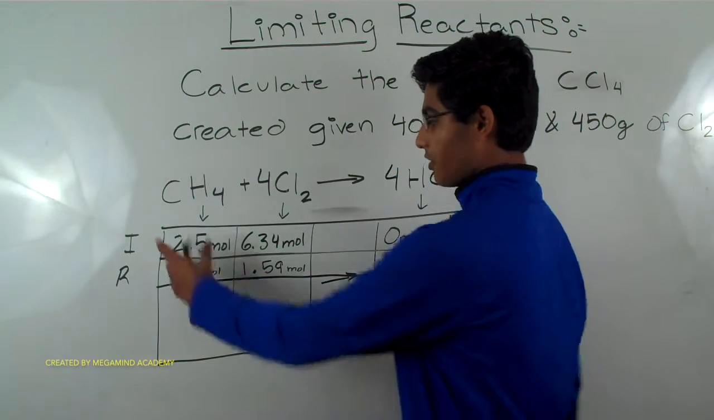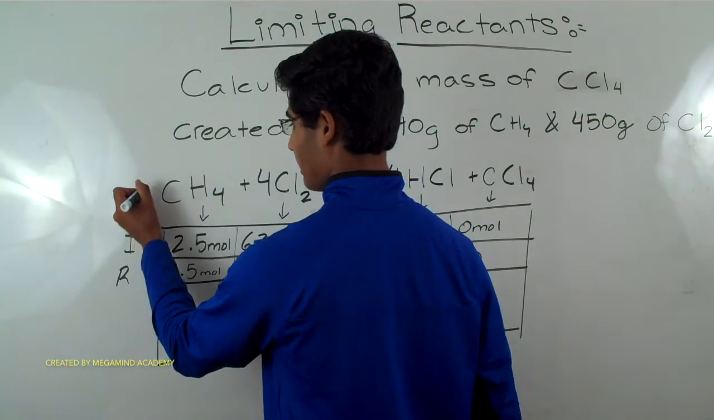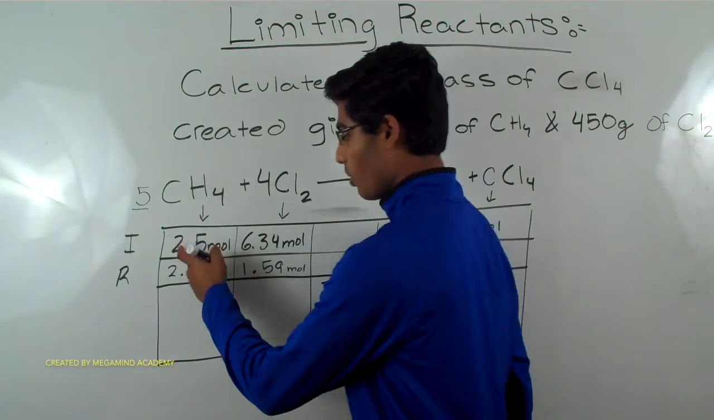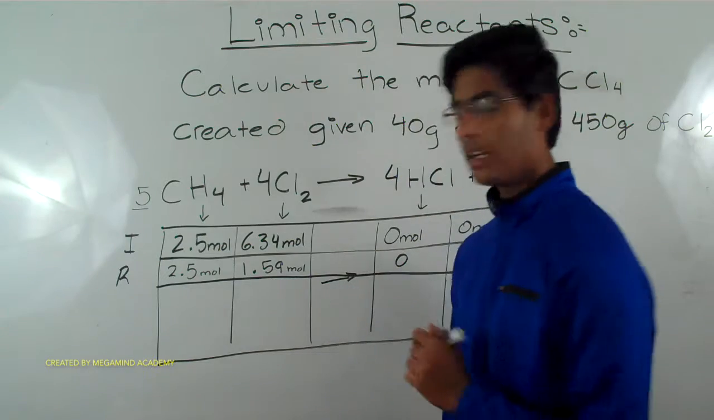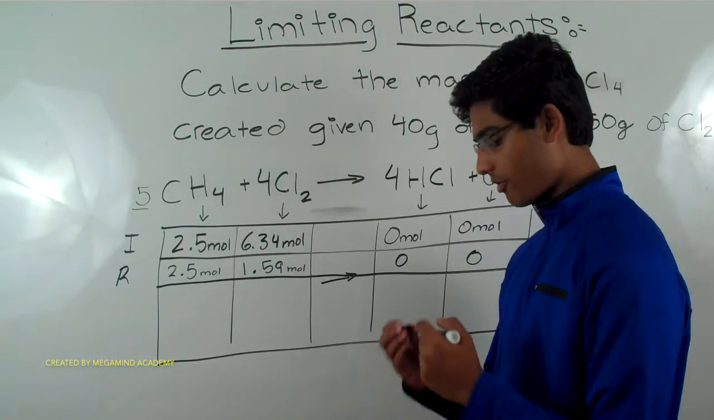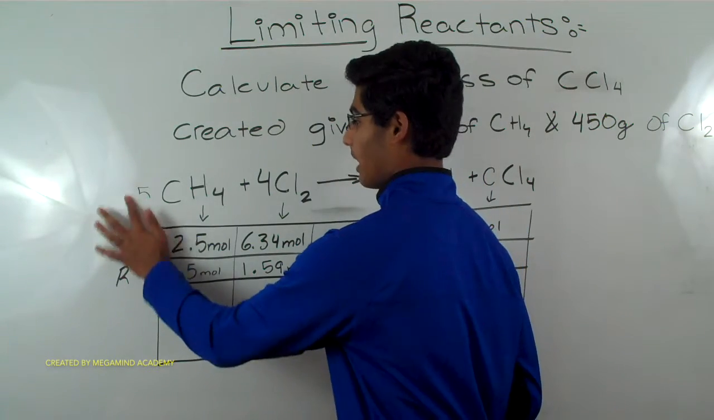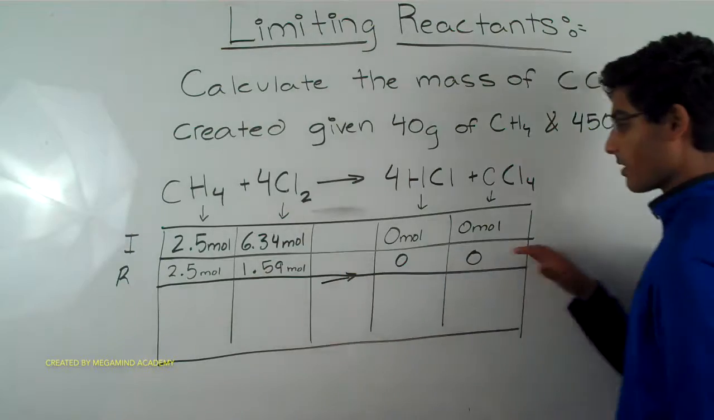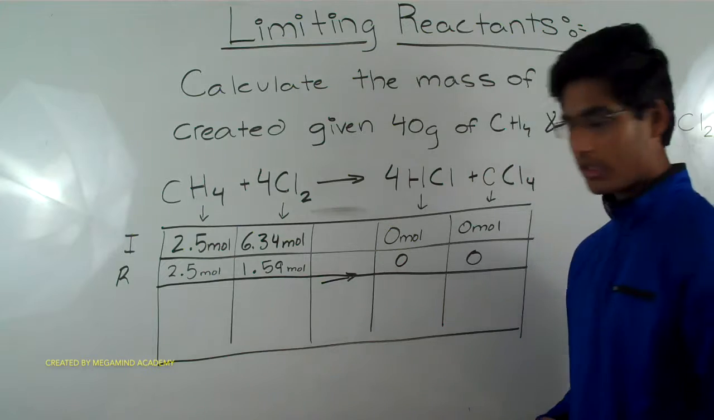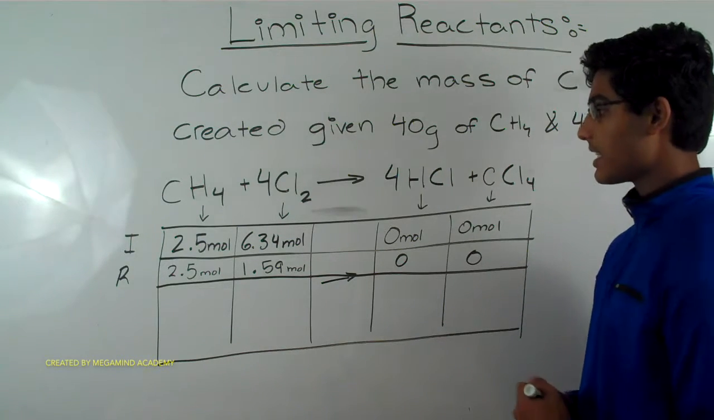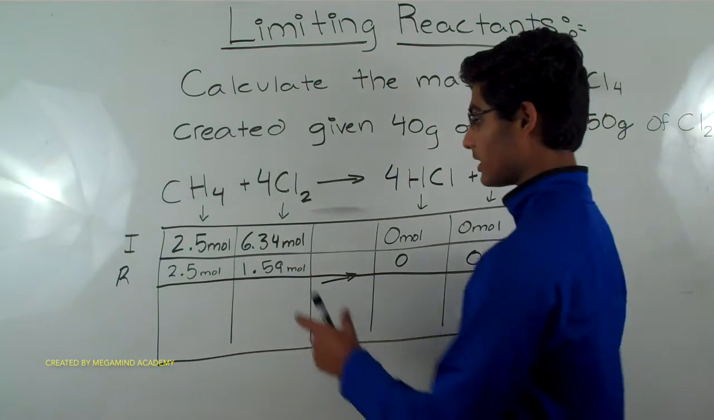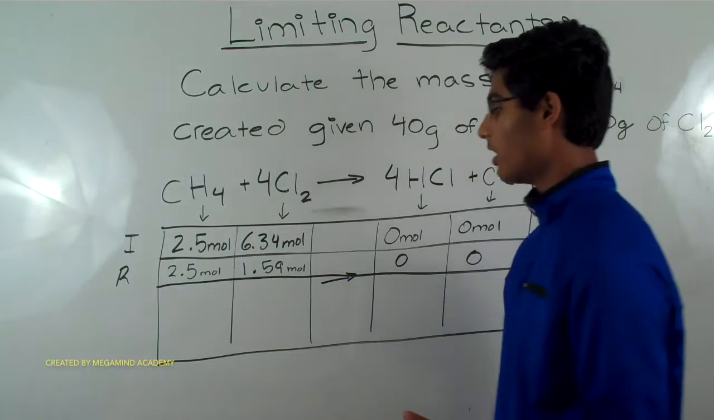So if this was 5 here, let's just say for the sake of this point, then we would have 2.5 divided by 5, which is 0.5. And we would know that because 0.5 is smaller than 1.59, it would have to be the limiting reagent or reactant. So it's simple that way. We just create this extra row here that helps us figure out what the limiting reagent is. In this case, the limiting reagent is Cl2.